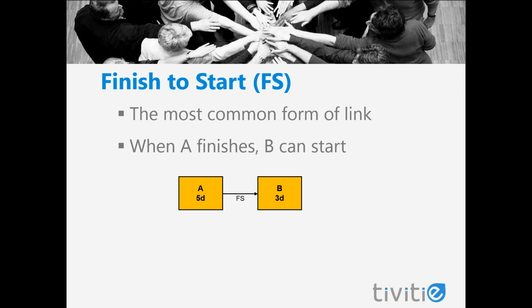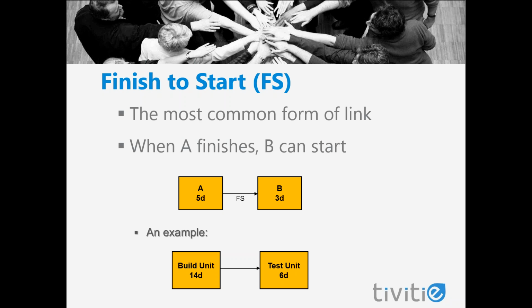So starting off with finish to start. Finish to start is by far the most common kind of link. In fact, in a detailed schedule, at least 90% or more of your links should be finish to start. Some people build their models exclusively using finish to start links. Finish to start means that A must finish, our predecessor, before B, our successor, can start. So an example of that, as I mentioned earlier, would be building the unit before we test it.